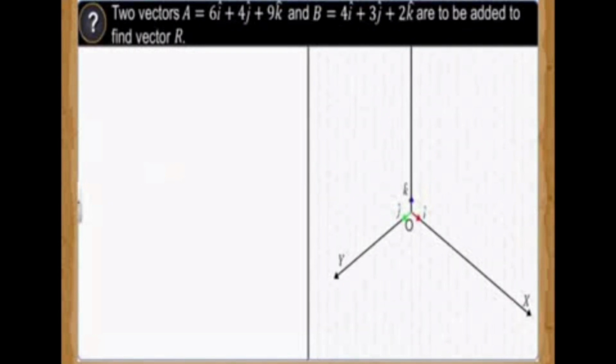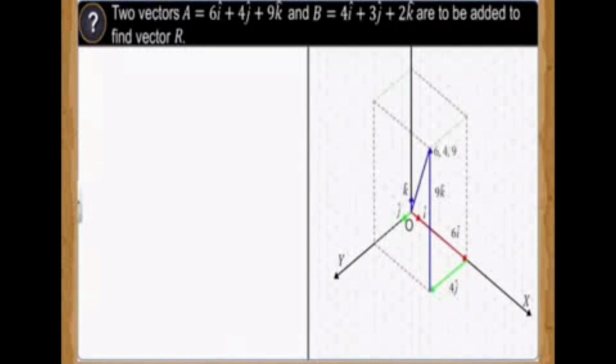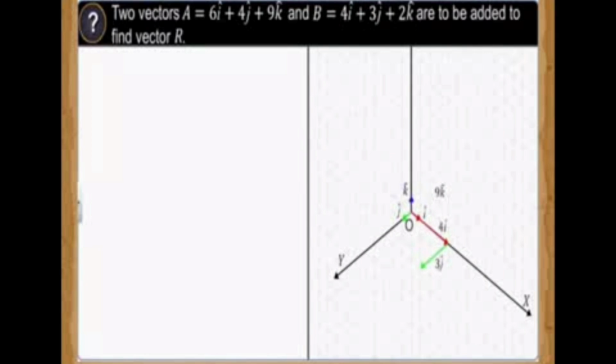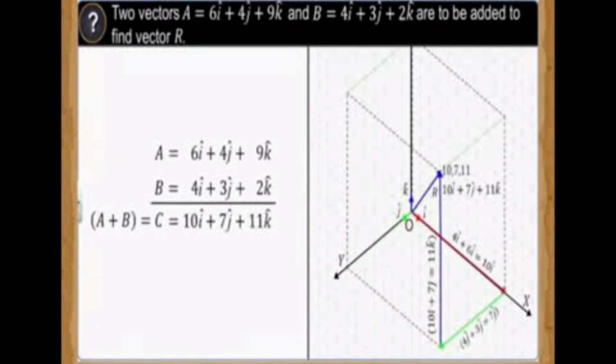Here is another example for adding two vectors in three-dimensional space. Now we can mark the three axes: 6 on the x-axis, 4 on the y-axis, 9 on the z-axis. So this is one vector, with a greater magnitude, 6, 4, 9. The other one is 4i plus 3j and 2k. That value is smaller. Adding them, you will get the value like this.